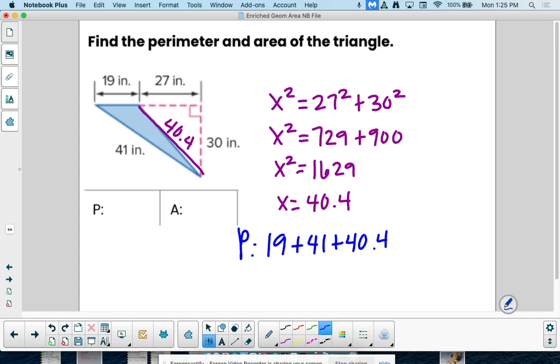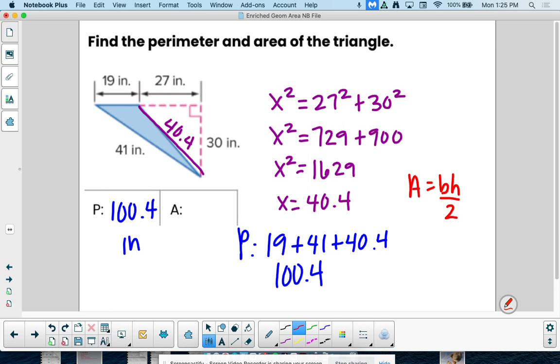What are you guys getting for the perimeter? 100.4. I agree, 100.4. Okay, now finding the area is kind of tricky here, right?